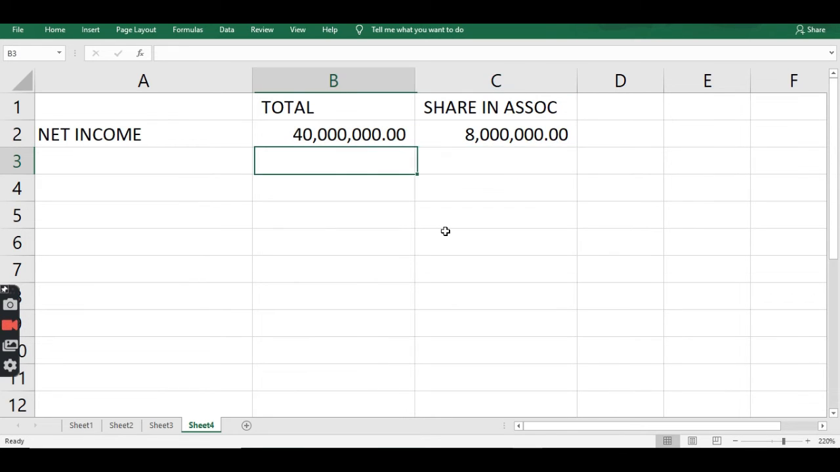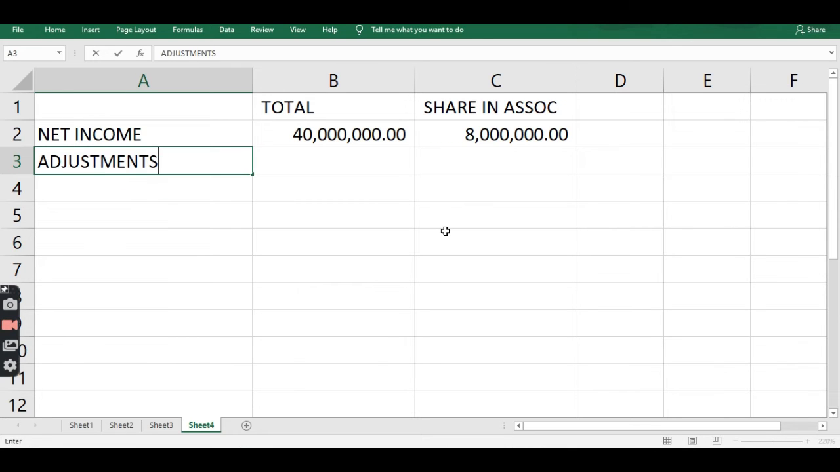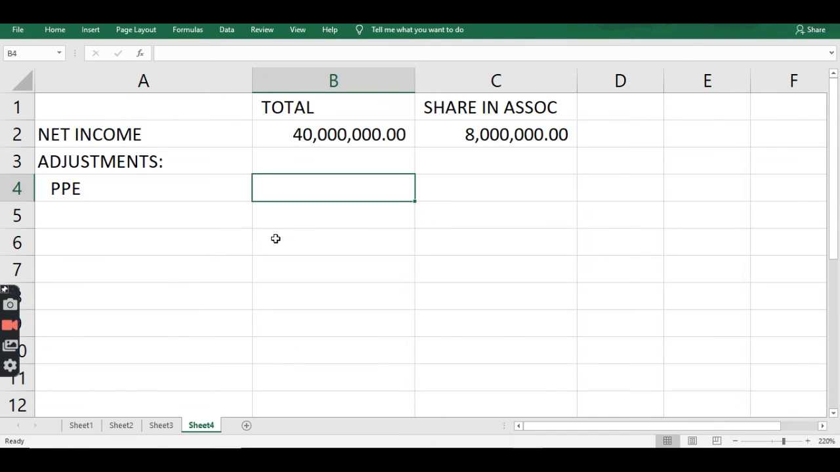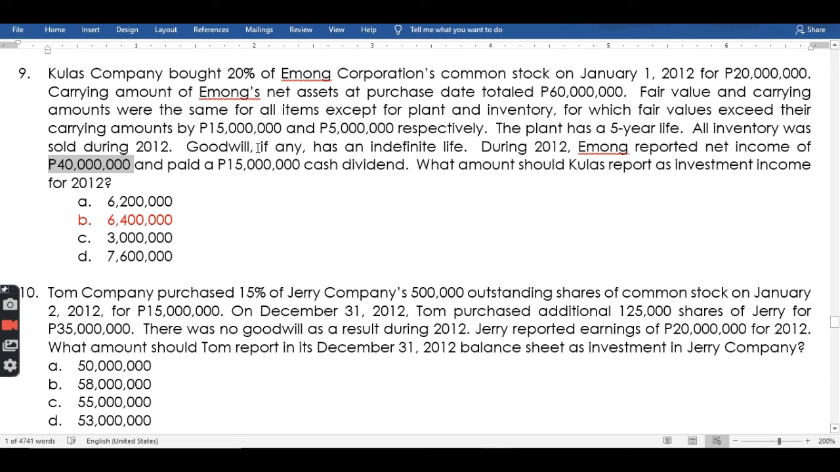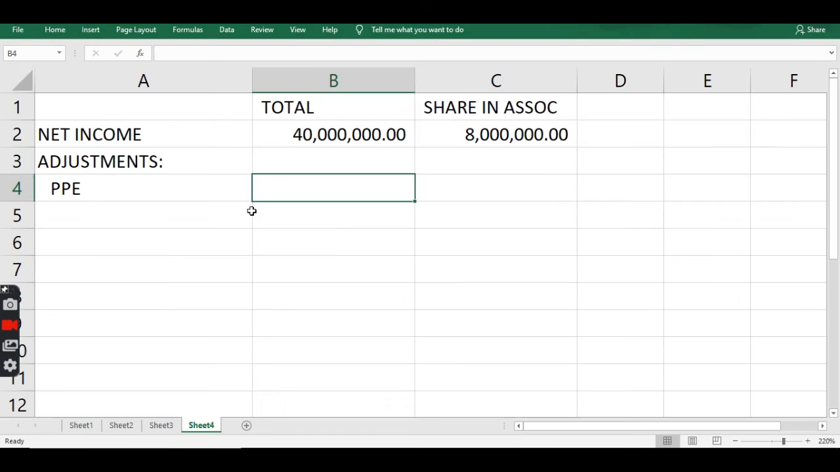Okay. So ngayon, yan yung mga items natin. Kunin natin yung mga adjustments natin. Okay? Yung first adjustment natin will be yung sa PPE. Sinabi kasi yung PPE daw, yan ay undervalued ng 15 million at may 5-year life. So ibig sabihin kung 15 million yon at may useful life siya na 5 years pang remaining, kailangan pa nating magbawas, okay, ng 3 million.